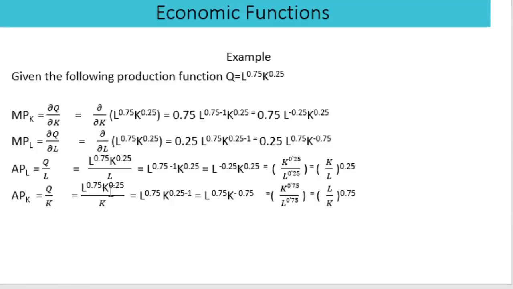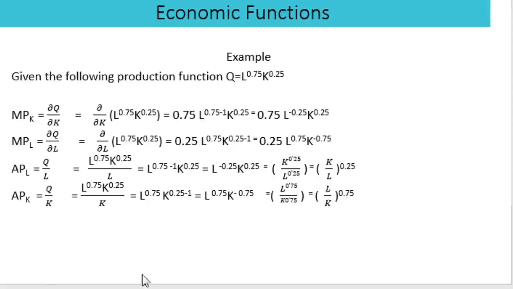L raised to 0.75, K raised to 0.25 divided by K. That is L raised to 0.75, K raised to 0.25 minus 1, equal to L raised to 0.75, K raised to minus 0.75. Take this to the denominator, and we will get L by K raised to 0.75.